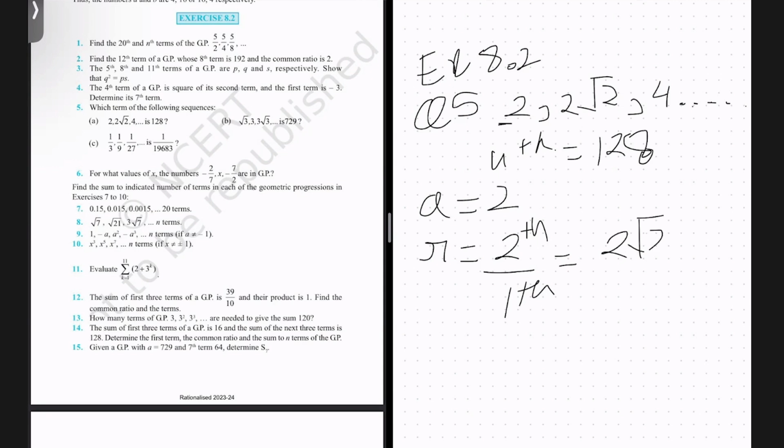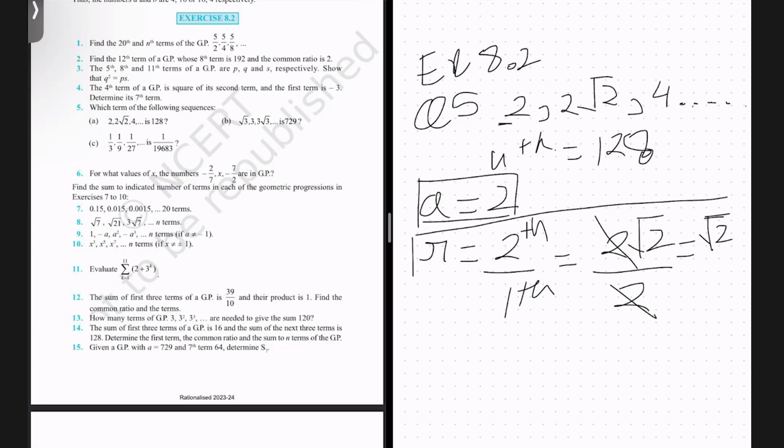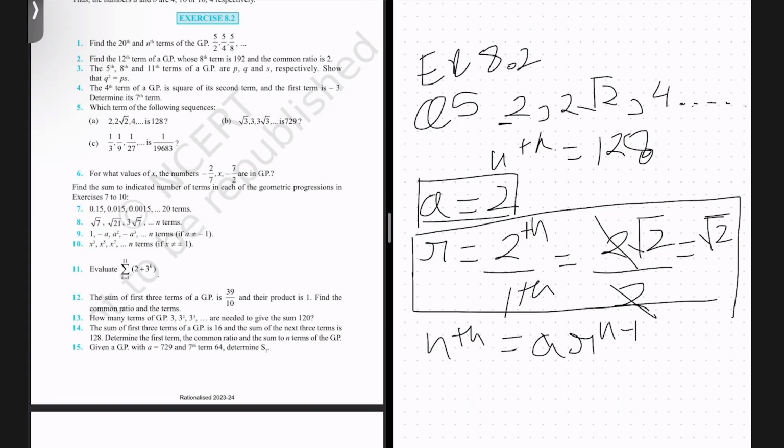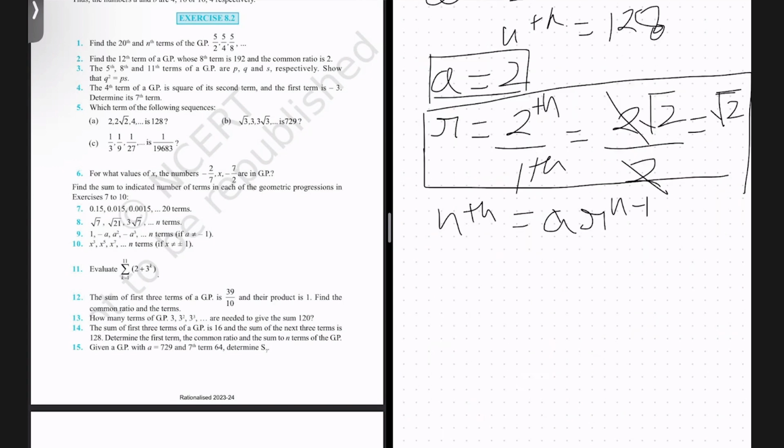So we have 2 root 2 divided by 2. 2 and 2 get cancelled, and the common ratio that we find out is root 2, correct? So we have A equals 2, R equals root 2, and as we have seen previously, the nth term of any GP will be denoted by A r to the power n minus 1. Correct? That is how we are going to find out what number term 128 is going to be. Right? So what we are going to do is write A r to the power n minus 1, equate that to 128 to solve for n.